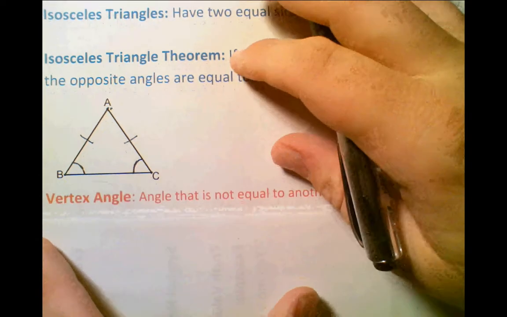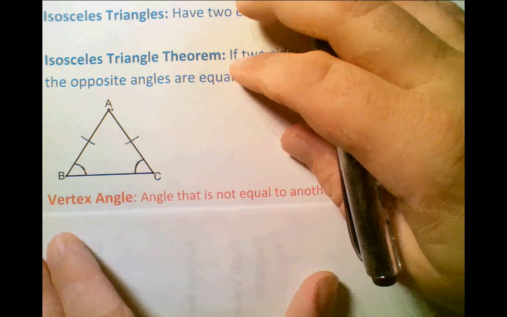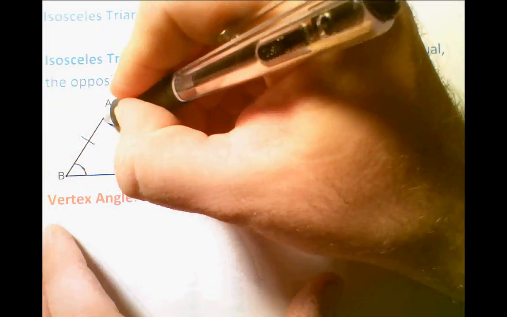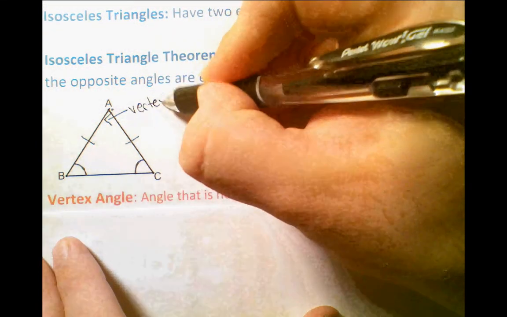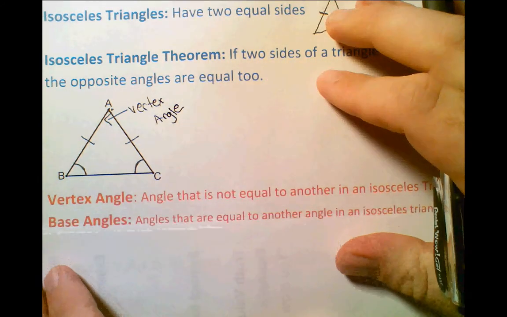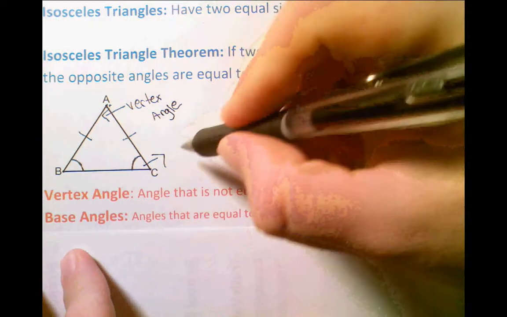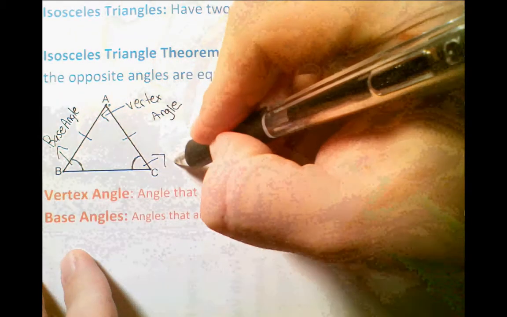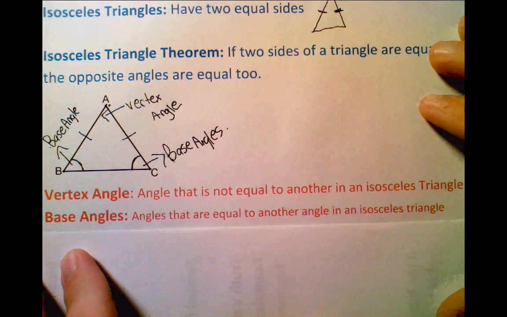So, let's take a look at some terminology. The vertex angle is the angle that's not equal to anything, opposite the two equal sides. So this is what I would call the vertex angle. The other angles are called the base angles. These are angles that are equal to each other. Please make sure you understand these terms because they do sometimes come up.